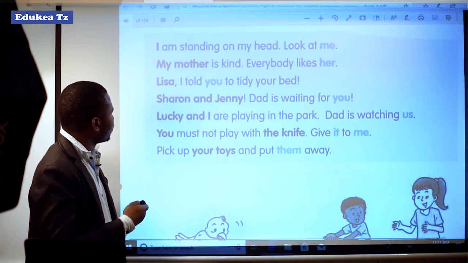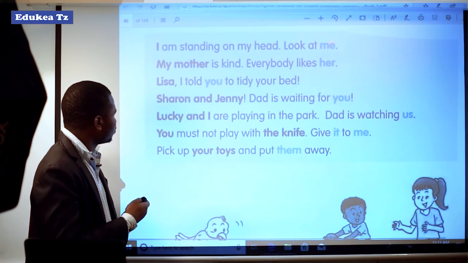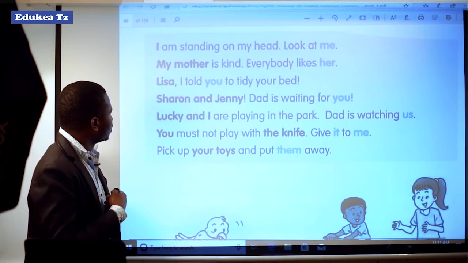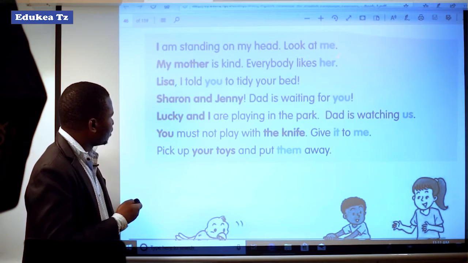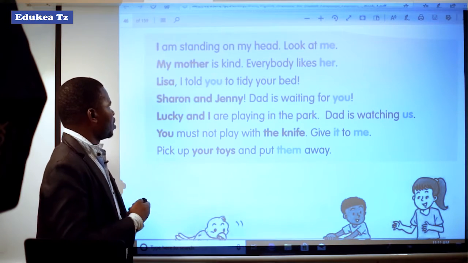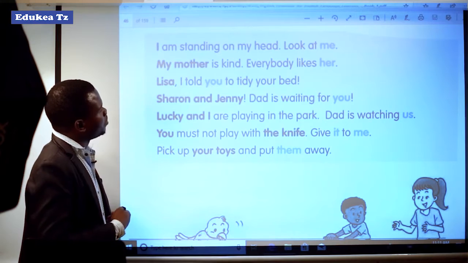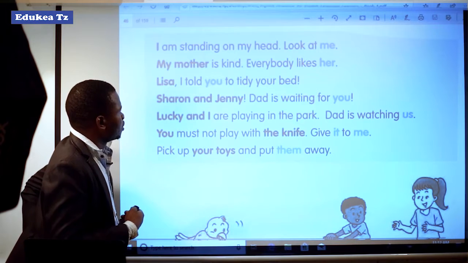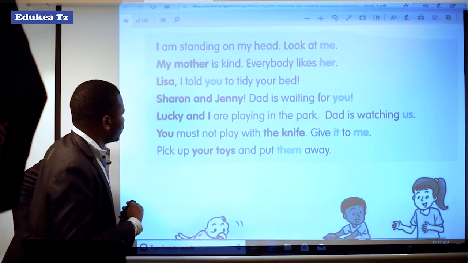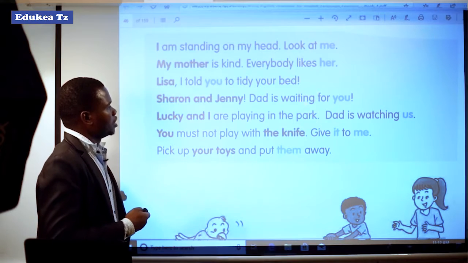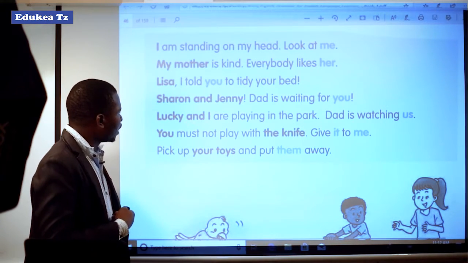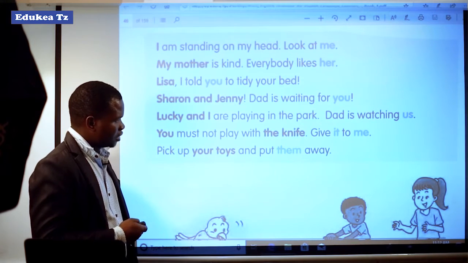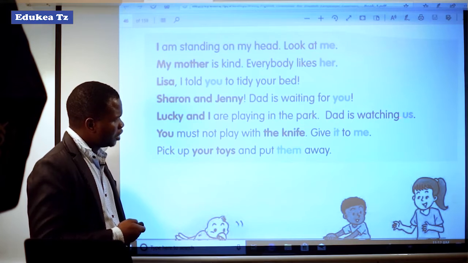So all these are pronouns, but this is a subjective pronoun and this is an objective pronoun. My mother is kind. Everybody likes her. So her is the pronoun of she in the objective. Lisa, I told you to tidy your bed. So this you is also a pronoun. Sharon and Jane, Daddy is waiting for you. Luck and I are playing in the park. Daddy is watching us. So this us is a pronoun in the objective.